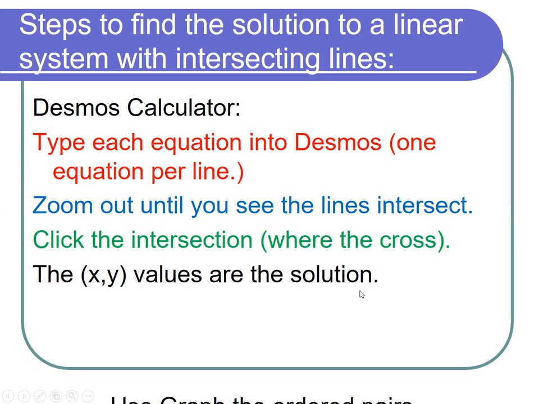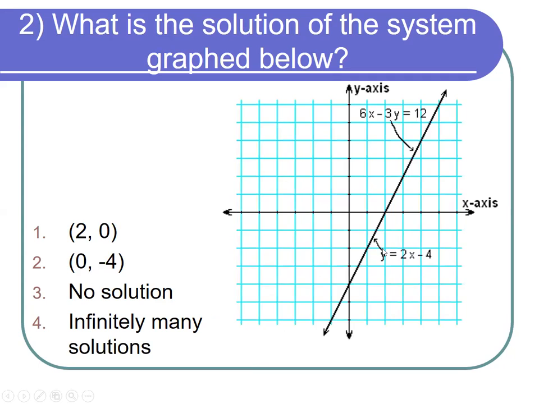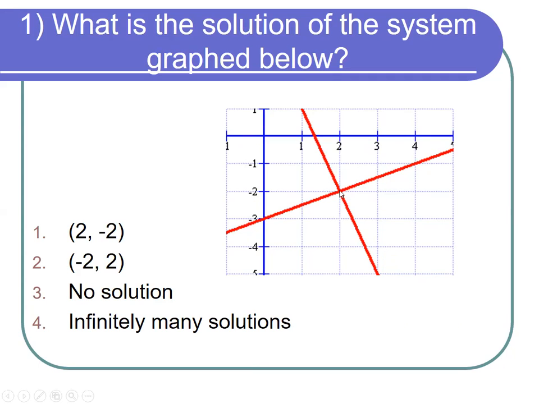So here's an example of what that looks like. When you put it in and you zoom out, you're looking for these lines, and where they intersect right here is going to be that solution. You may have to zoom out, and you would click right there and it would tell you the coordinates. But for right now, I want you to tell me what this coordinate is. If I look, I have (2, -2), so I'm looking for number 1. So (2, -2) is where they intersect here.